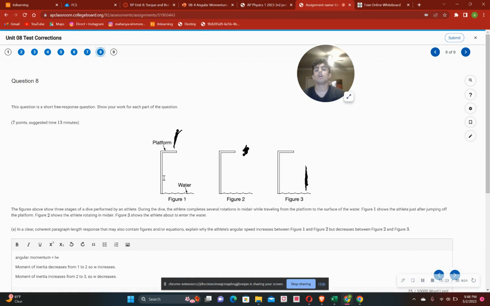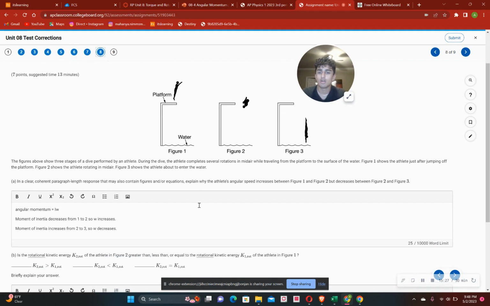Okay, cool. Okay, so for this, this one I did not get on my test. I had the Ladybug question. That's it. I had one FRQ. So let's talk about it. So it says in a clear and coherent paragraph. Obviously, I didn't write a paragraph. This is just like my preparation. In a clear, coherent paragraph length response.